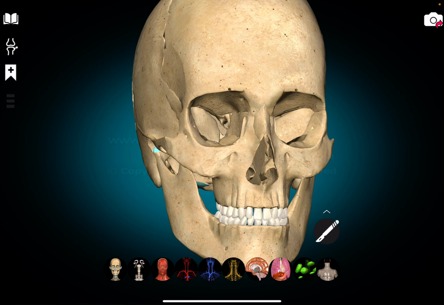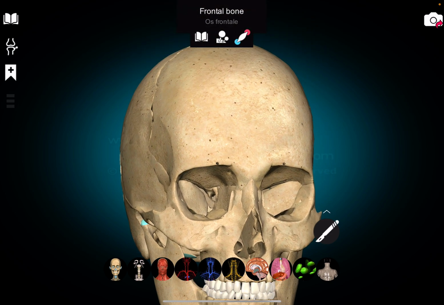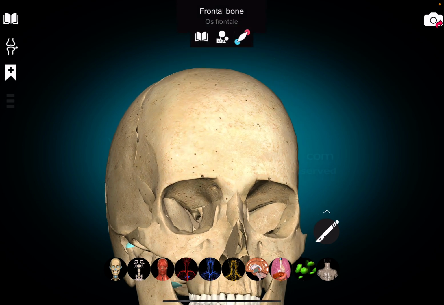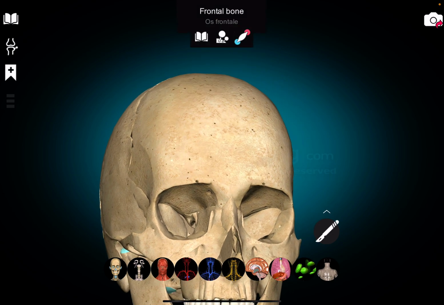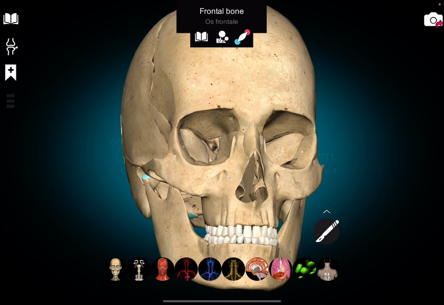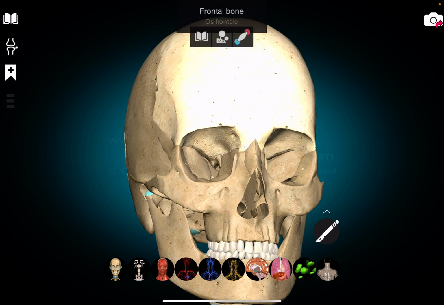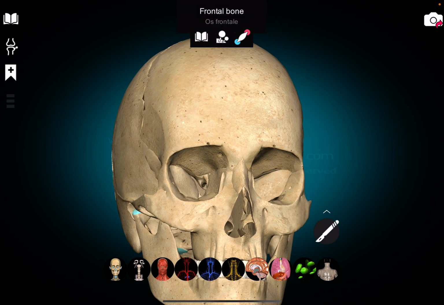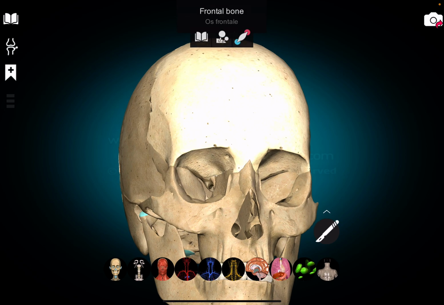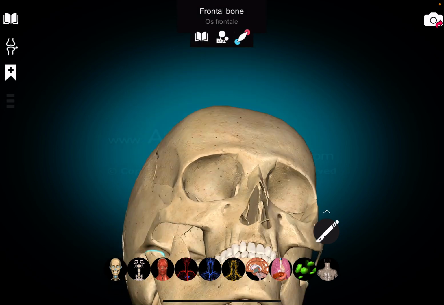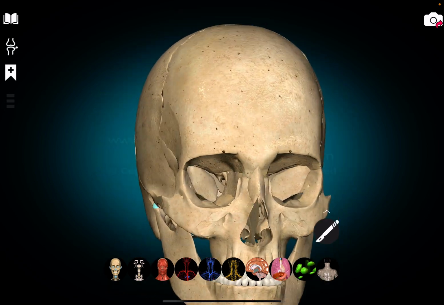So the superior wall, very simple, is the frontal bone. This is the frontal bone, and this is the orbital plate of the frontal bone. So that is the superior wall. The important thing in the superior wall that you see are two foramen, the supraorbital and the supratrochlear foramen, through which emerge the supraorbital and supratrochlear nerves.